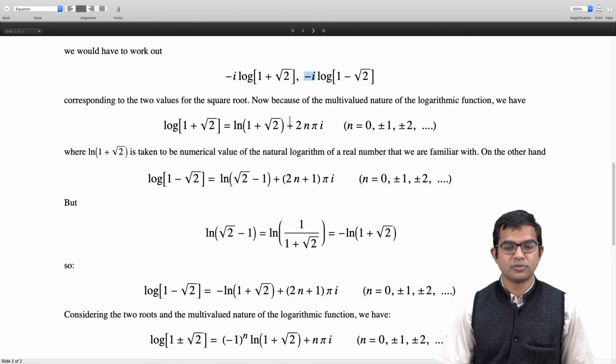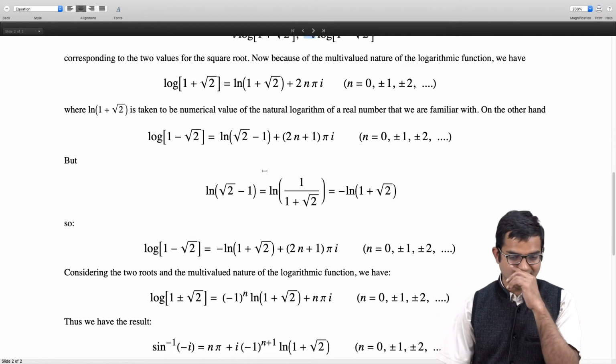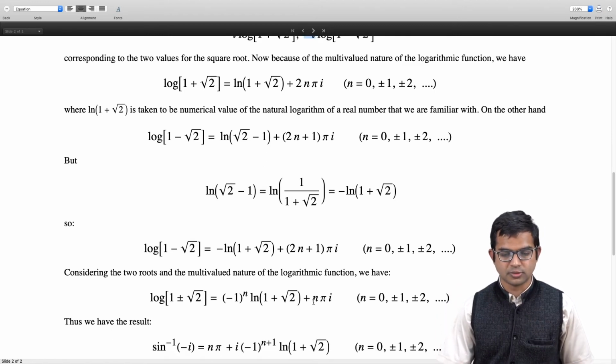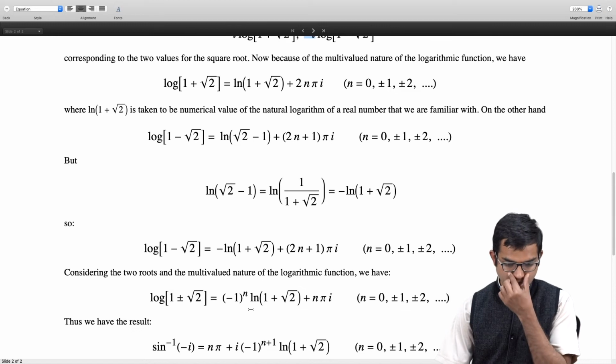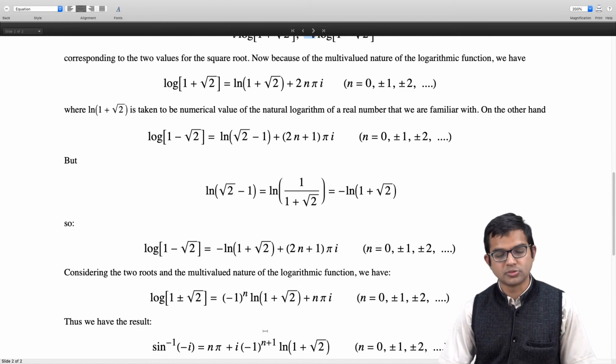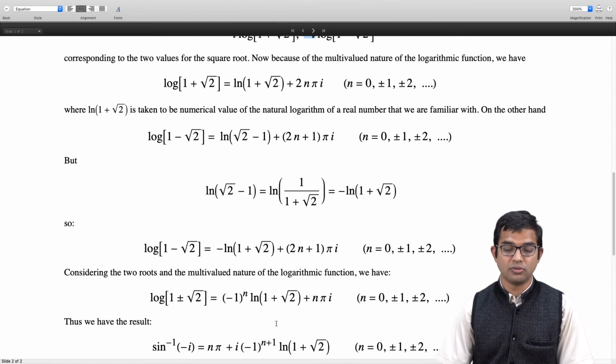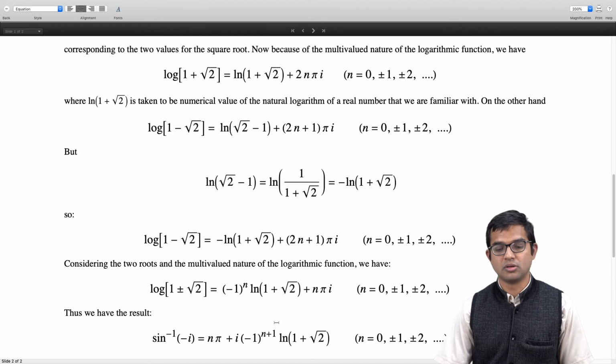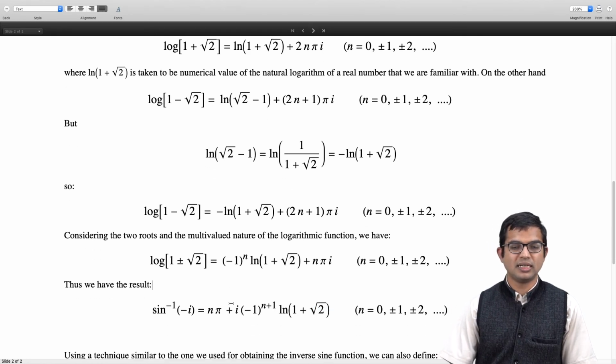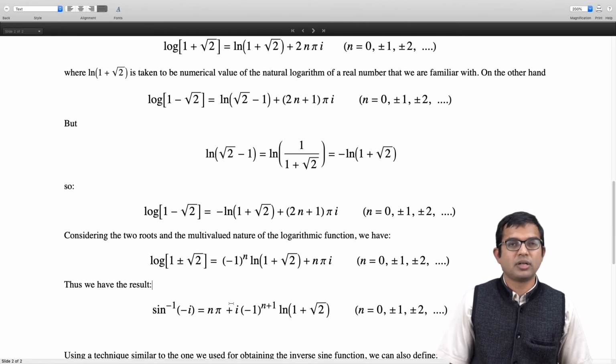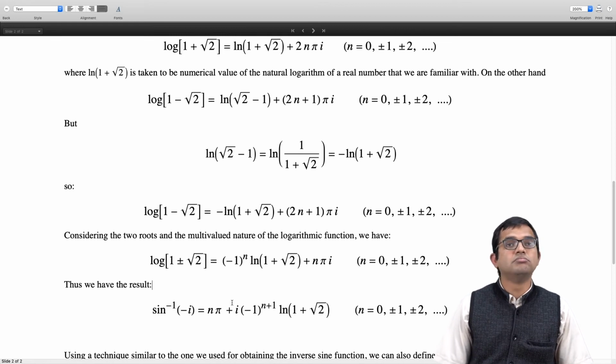So sine inverse of minus I is actually n pi. So minus I times n pi I is going to be just n pi. Then minus 1 to the power n times minus 1. It's going to become minus 1 to the n plus 1. And then we also have this I times ln of 1 plus root 2, which is a natural logarithm of this real positive number 1 plus root 2. Right? So we see that it's quite subtle, in fact, to take the inverse function.